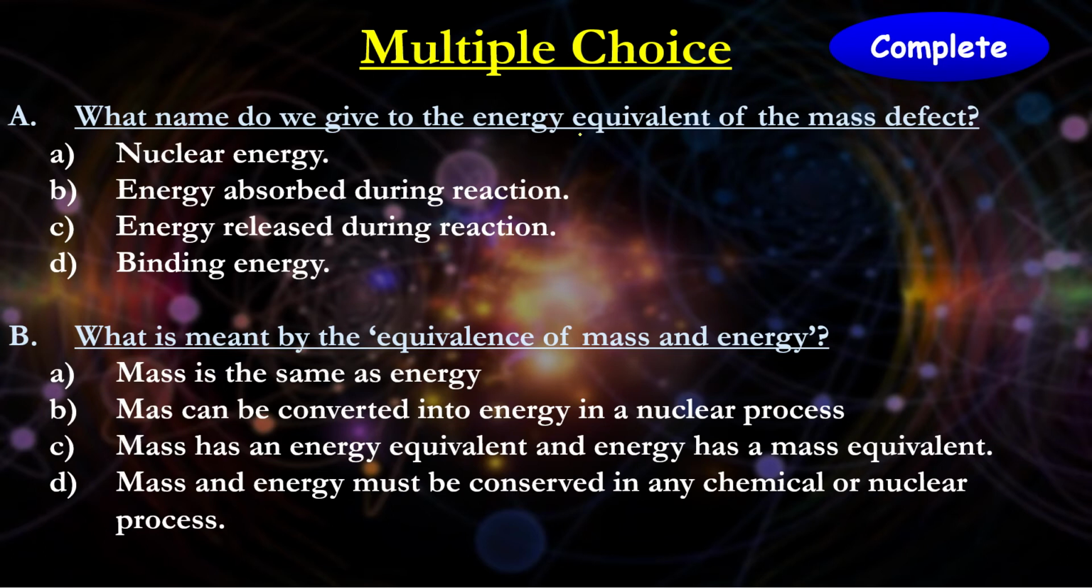So what name do we give the energy equivalent of the mass defect? We call that the binding energy. So whatever mass was lost, it was because of the energy that was holding the nucleus together. Question B, what is meant by the equivalence of mass and energy? What that basically tells you is that mass has an energy equivalent and energy has a mass equivalent. So they are interchangeable. They can be, under very specific conditions, interchanged with each other.